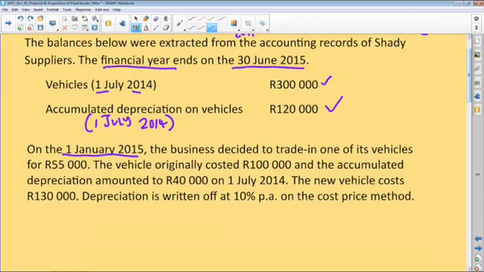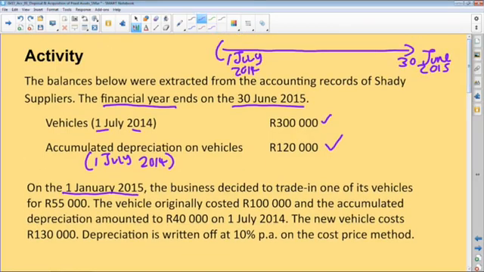So immediately, let's go back to that timeline. 1st of January is obviously somewhere here in the middle. So on the 1st of January 2015, the business decided to trade in one of its vehicles. Okay, so I've got an asset disposal during the year. Right, trade in one of its vehicles for 55,000. Now remember, guys, trading, I'm giving in my old in order to buy a new. So we've got a disposal and we've got a new asset that has been purchased at the same time.